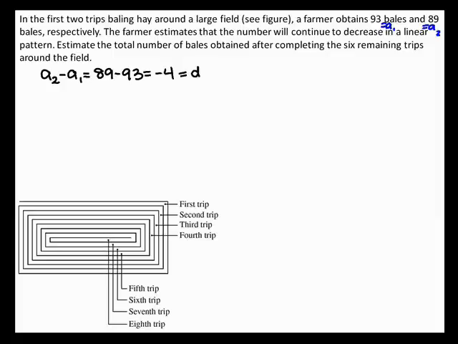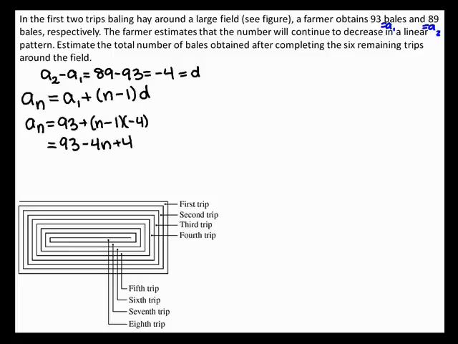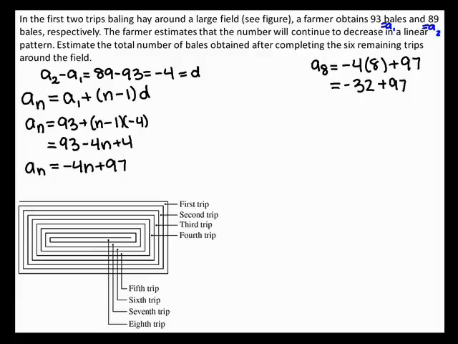Use the formula a sub n is equal to a sub 1 plus the quantity n minus 1 times d. Substitute 93 in for a sub 1 and negative 4 in for d. Simplify negative 4 times n minus 1. Simplify 93 plus 4. You find that a sub n is equal to negative 4n plus 97. Substitute 8 in for n. Simplify negative 4 times 8. Simplify negative 32 plus 97. You find that a sub 8 is equal to 65.